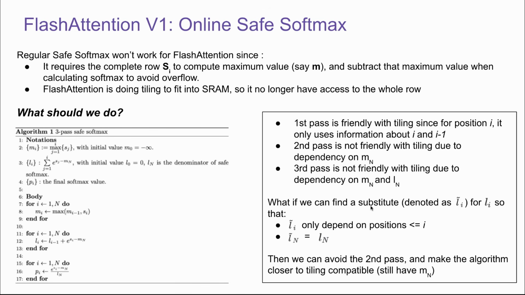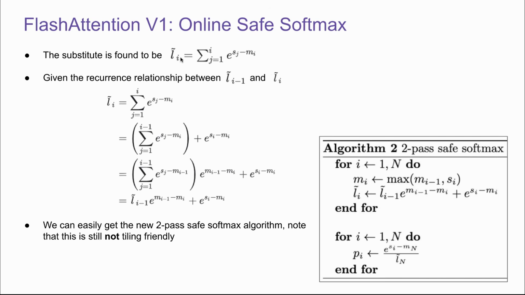So what if we can find a substitute, denoted as Li hat, for Li, so that Li hat only depends on positions smaller than or equal to i, and Ln hat equals Ln? If we can build this substitute, then we can totally avoid the second pass and make the algorithm closer to tiling compatible, since we still have Mn here. The substitute is found to be Li hat equals this formula. And given the recurrence relationship between Li-1 hat and Li hat, this is the deduction process if you're interested. We can easily get the new 2-pass safe softmax algorithm. Note that this is still not tiling friendly, mainly because of Mn here.